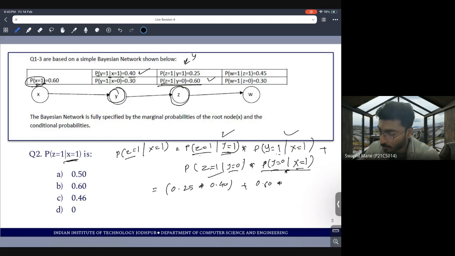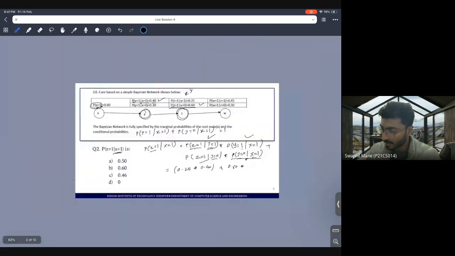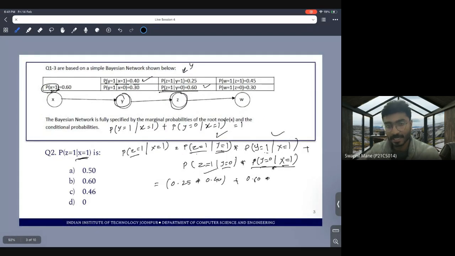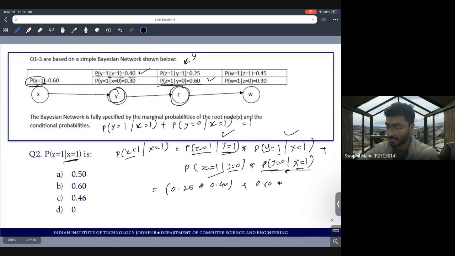So the same rule that we have to apply. The rule is that the probability of y is equal to 1 given that x is equal to 1 plus the probability of y is equal to 0 given that x is equal to 1 equals 1, right? Because we are taking the probability of the first class and the second class. So the two classes are there, so the addition of the two probabilities is 1, right? So we'll move this to this side and it gets a minus, right?